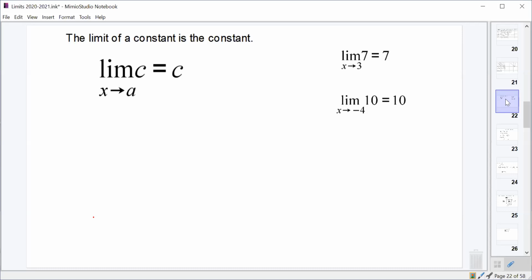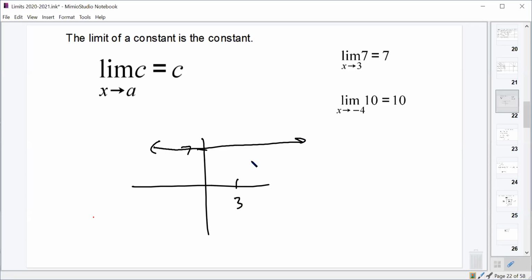The limit of a constant, no matter what you're approaching, is always a constant, which should make sense because a constant is just a horizontal line, right? Here's 7. My constant is 7. No matter what I'm approaching, if I'm approaching 3, it's still 7. As x approaches 3, the value is still 7. As x approaches 100, it's still 7. Easy enough. The limit of a constant is a constant. Everyone good there?